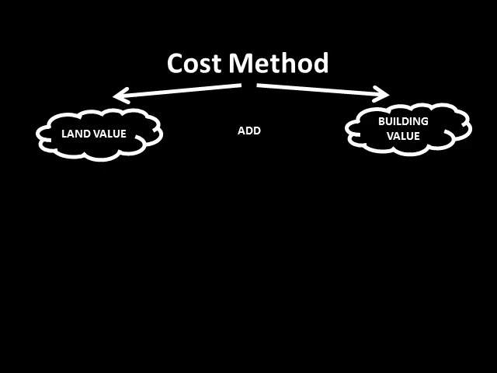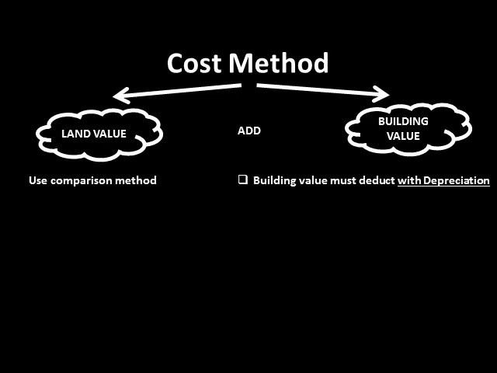So how to get the land value? Normally we use the comparison method, like what you have learned before. If there is any differentiation between that land and the comparable, it means that you need to do an adjustment.